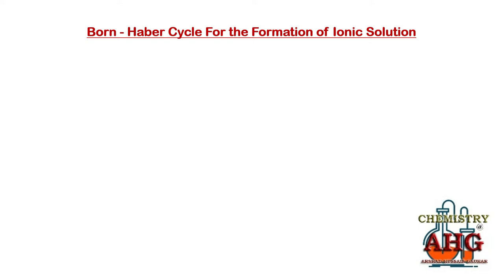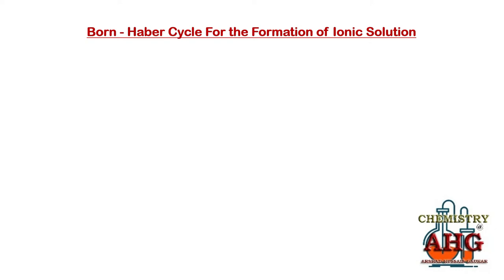Next thing that you must remember, for the formation of an ionic solution, either we need ionic compound or we need polar covalent compound. So there are two types of compounds that are able to produce ionic solution: ionic compounds and polar covalent compound. Next information, before constructing Born-Haber cycle, you must know that formation of an ionic solution always involves three types of enthalpy changes.